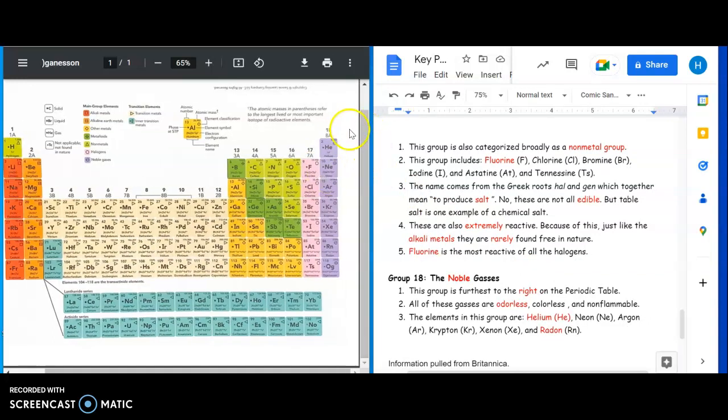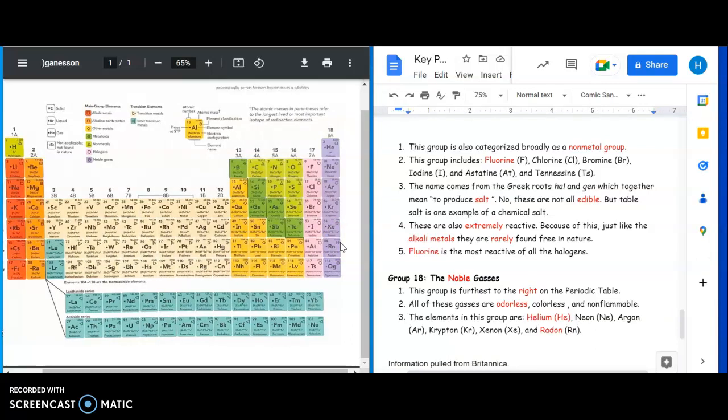Last thing, the noble gases are this last column furthest to the right on the periodic table. As we know, these do not react a whole lot. They are all odorless, colorless, and non-flammable. The group includes helium, neon, argon, krypton, xenon, and radon, and they do not like to bond with other elements or other atoms of the same type. They really just sit on their own.